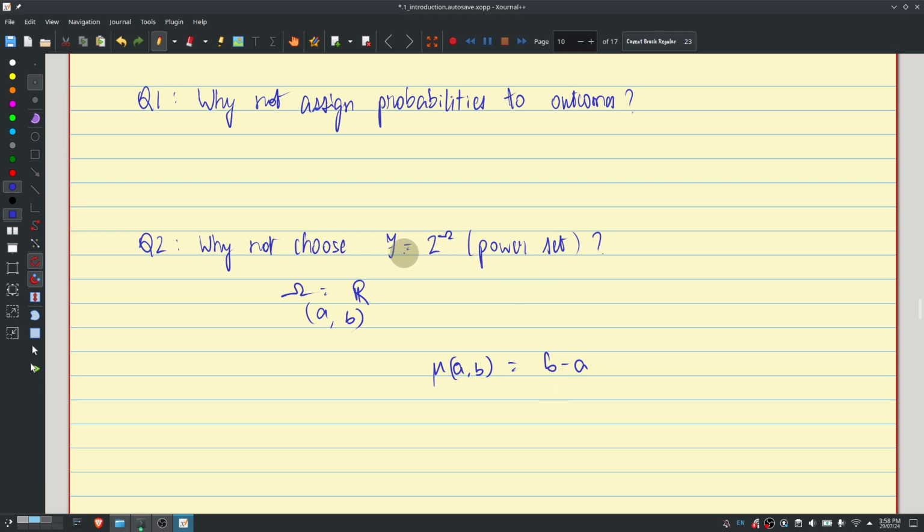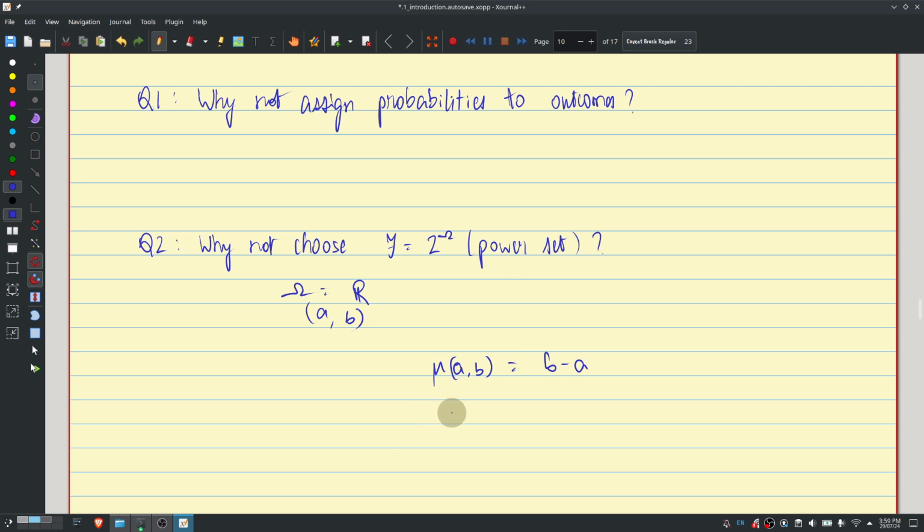But as it turns out, if you choose all possible subsets, this measure will not be consistent. There are certain sets for which, if you define this as the measure, then you can try to compute the measure on that set in two different ways and you'll get two different answers. So in order to avoid this inconsistency, you try to only look at sets which can be essentially generated by a countable union or intersection of intervals. That's why you look at a very strict subset of the power set.